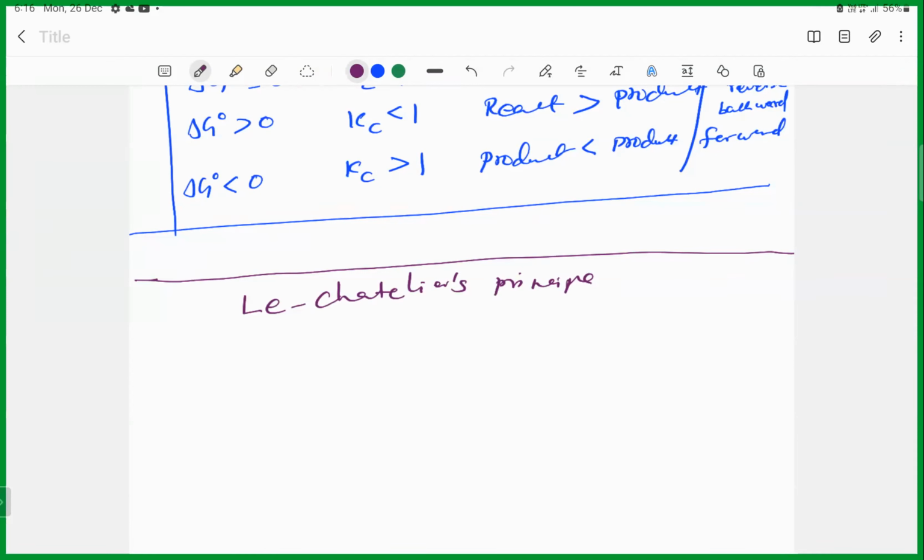So when the concentration of reactant increases, the forward reaction takes place. When the concentration of product decreases, the reaction also moves forward. Okay, so when you have a system at equilibrium, when you have A, it is in equilibrium with B.